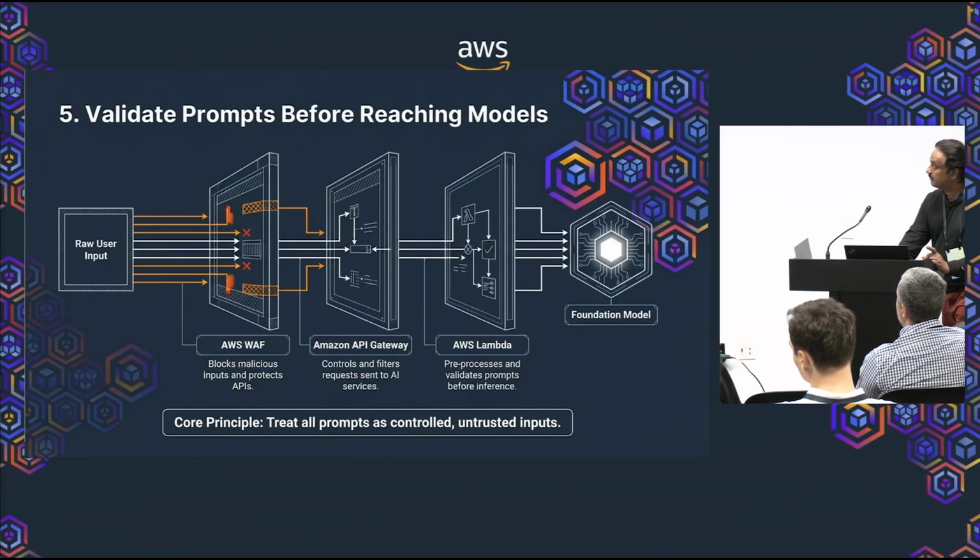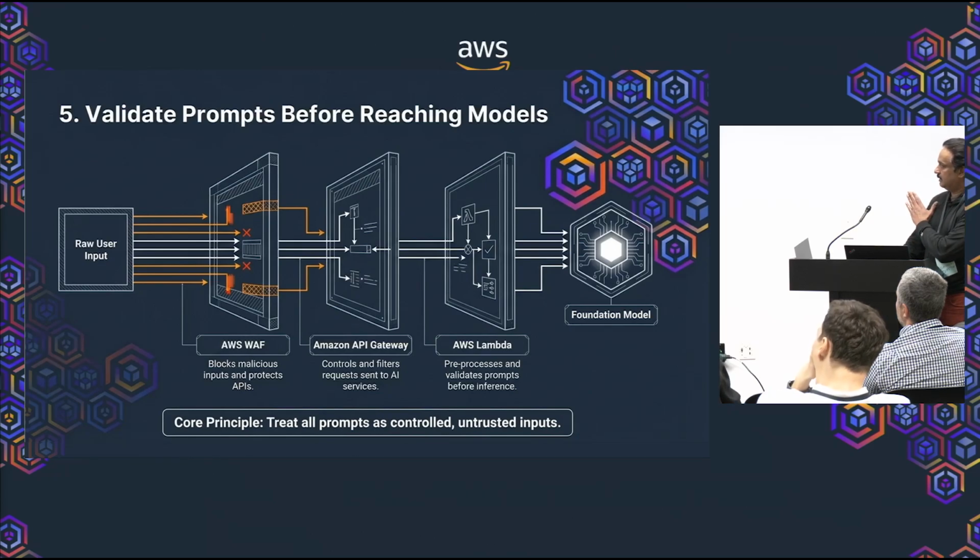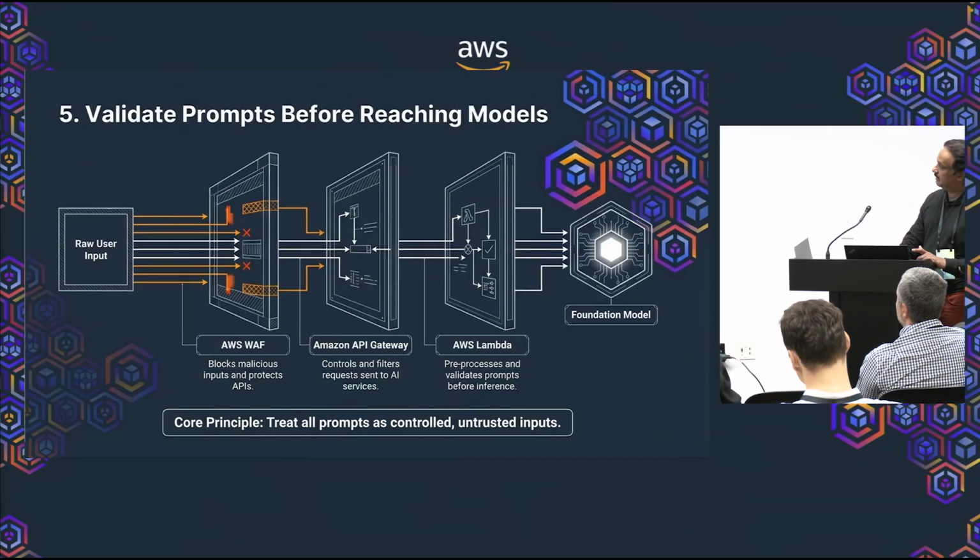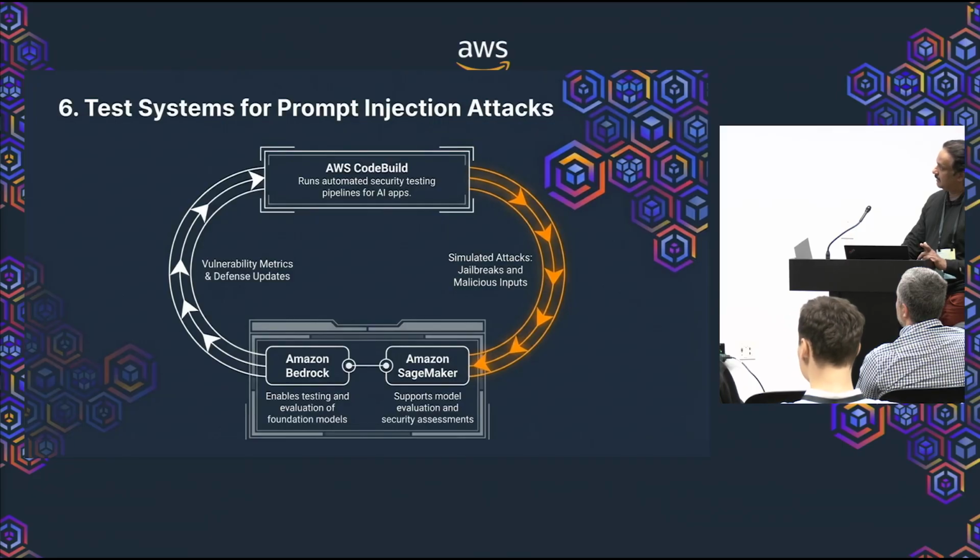And validating prompts before reaching models. For user input coming in through the web layer, use AWS WAF to block malicious inputs and protect API calls, then API Gateway to control and filter requests sent to AI services, and then Lambda to pre-process and validate prompts before inference and accessing the foundation model. Of course, treating everything as untrusted input is a core principle. Test system prompts for prompt injection attacks using AWS CodeBuild, Amazon Bedrock, and SageMaker.